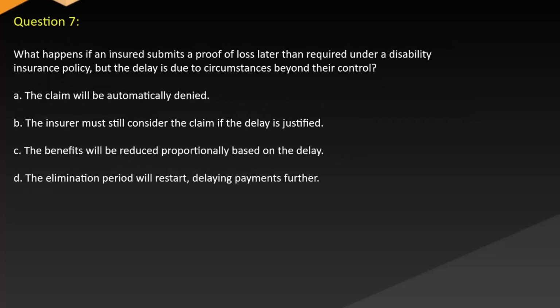Question 7. What happens if an insured submits a proof of loss later than required under a disability insurance policy, but the delay is due to circumstances beyond their control? A. The claim will be automatically denied. B. The insurer must still consider the claim if the delay is justified. C. The benefits will be reduced proportionally based on the delay. D. The elimination period will restart, delaying payments further.